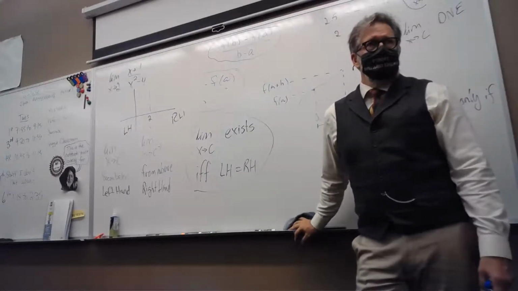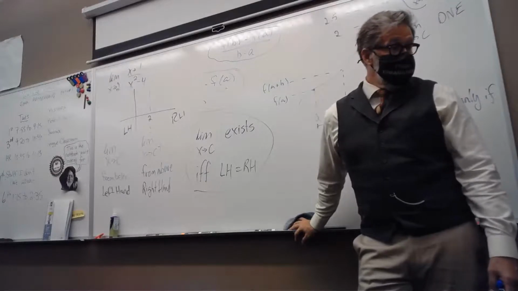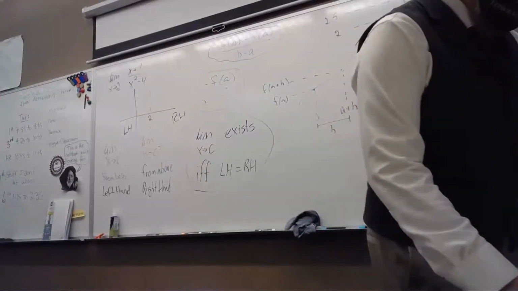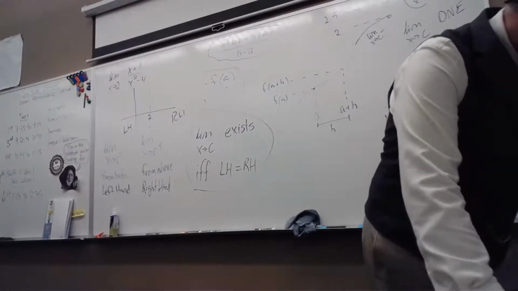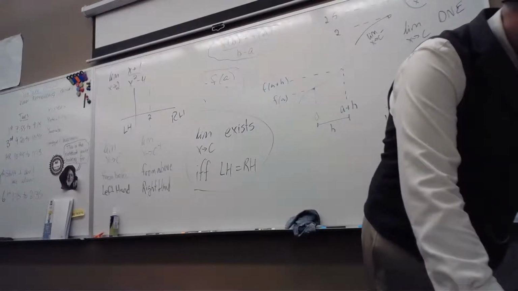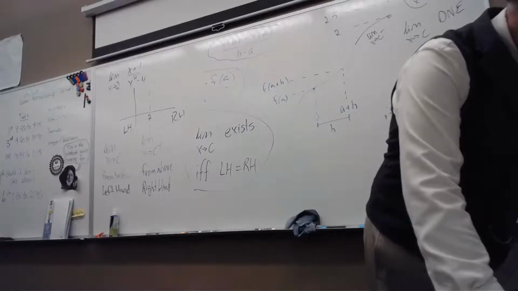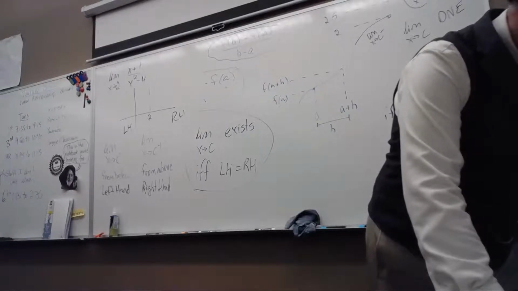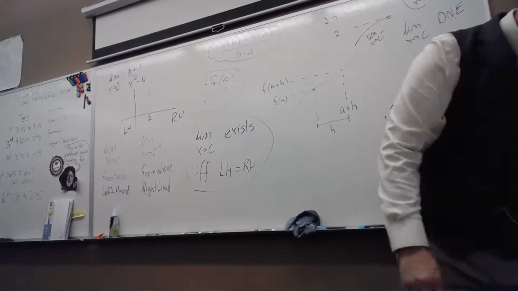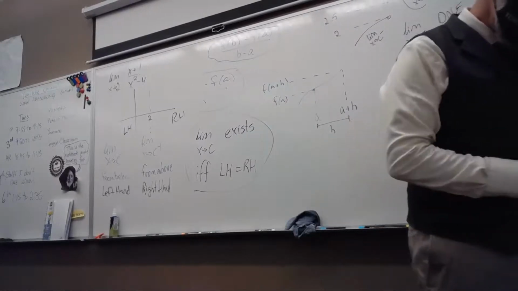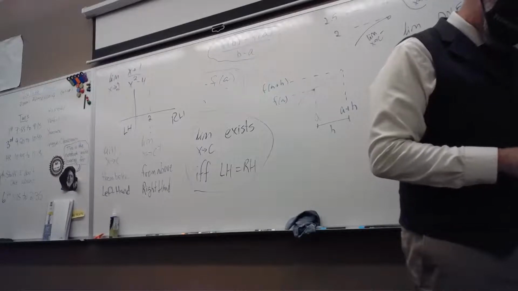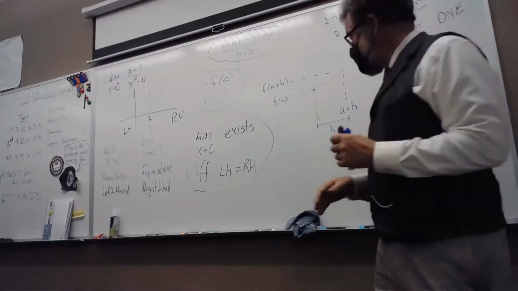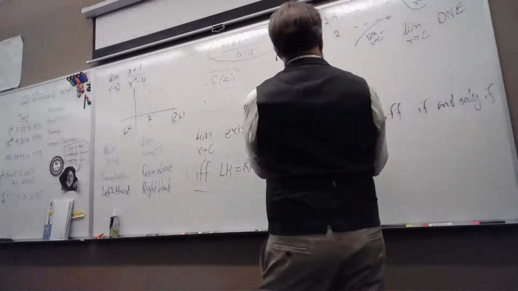Harry. Can you explain 44 H? The limit exists. True or false? The limit exists at every value of C in the interval -1 to 1. All right, let's look at the graph.